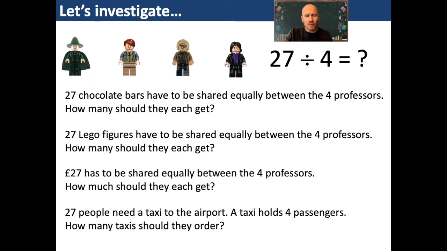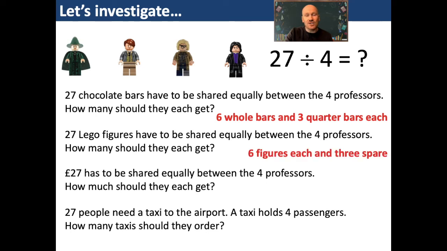The first problem, when we were sharing 27 chocolate bars, we found that we could give each of the professors 6 whole bars and 3/4 of a bar, because we could cut those bars into quarters. When it came to the 27 Lego figures, well, we couldn't cut those remaining 3 Lego figures into quarters, so therefore it was only fair to give them 6 figures each and have those 3 left over.